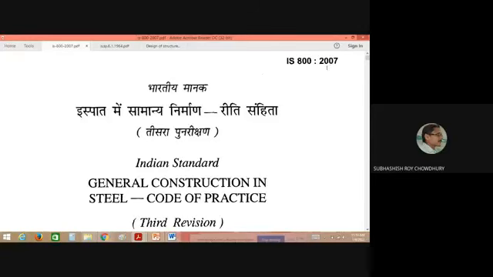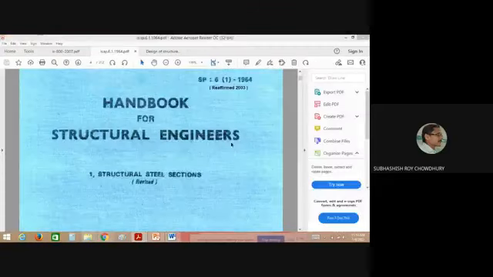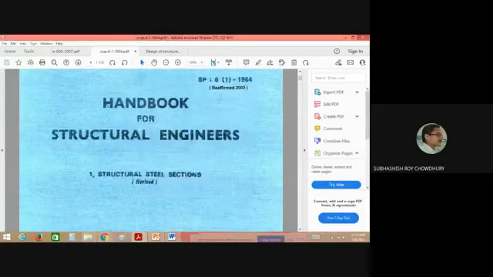Now, just after this IS 800, I am mentioning the name of this particular handbook. You have seen SP16 is one handbook where the different design data are given for the designing of the reinforced concrete structure. But in case of steel structure, obviously there will be a number of SPs, that means the special publications of the Bureau of Indian Standards, that we may have to follow. But the most basic one with which we will start our discussion is this particular handbook. This is the handbook for structural engineers.